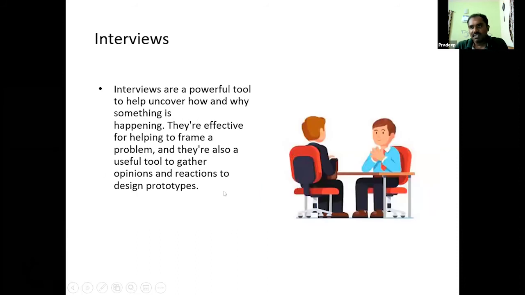Now interviews, it is very simple. You directly approach the user and ask questions. You try to understand their opinions and reactions, which helps to design the prototypes.